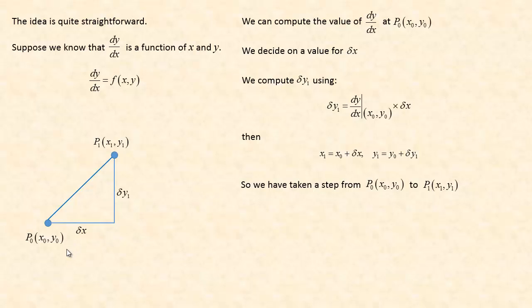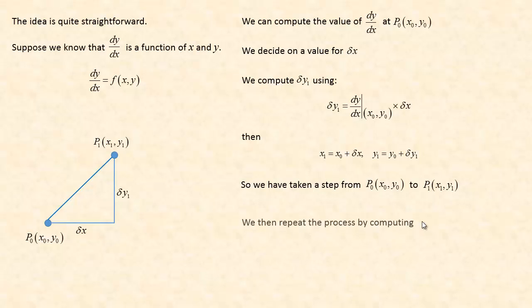Now I should clarify what I just said. The only point that we actually know is actually on the integral curve for the differential equation is the point that we're given. But this next point is an estimate of the value of y1 at x1 on the actual integral curve.